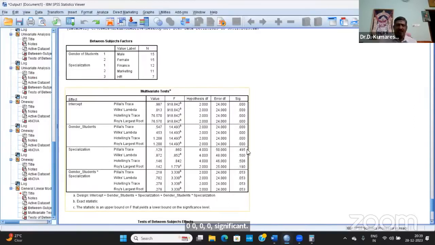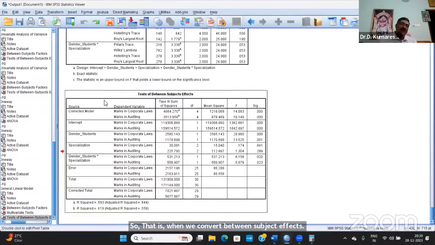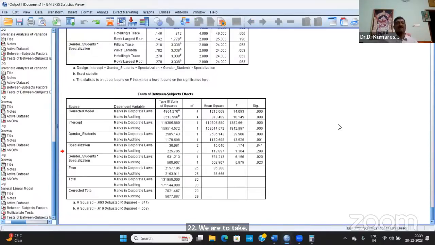Specialization wise, all are greater than 0.05, so not significant. Both means all are greater than 0.05, so not significant. Whereas when we compared between subjects effects, we got some different results. So this one is the final result we have to take. So we can write that the marks obtained by students in corporate law varied significantly according to gender, but not according to specialization.